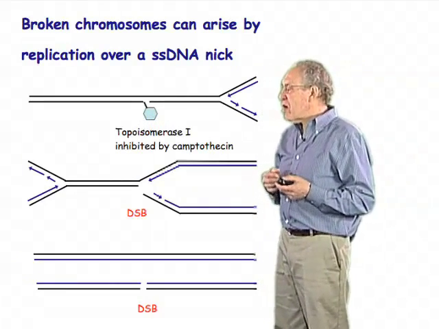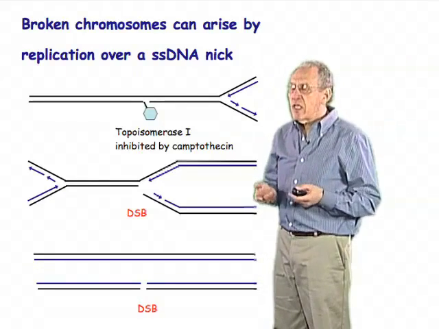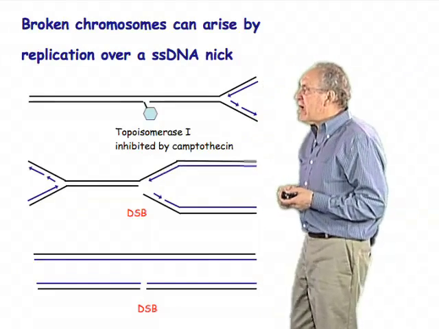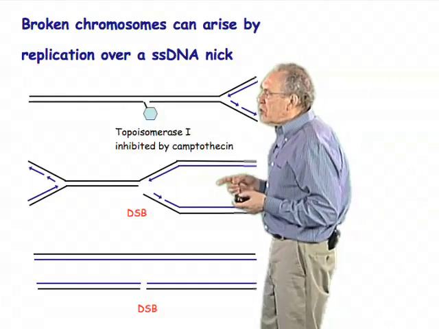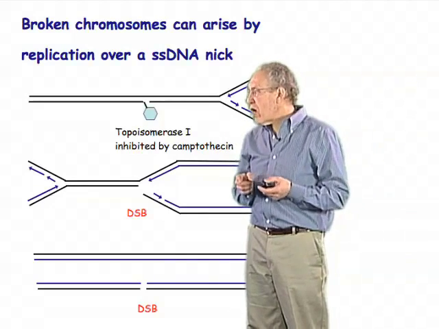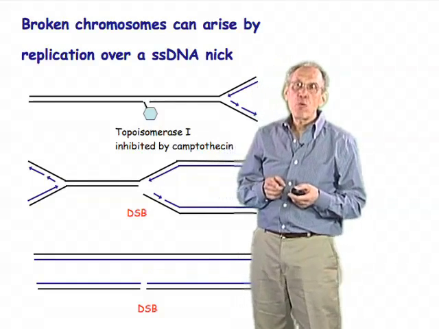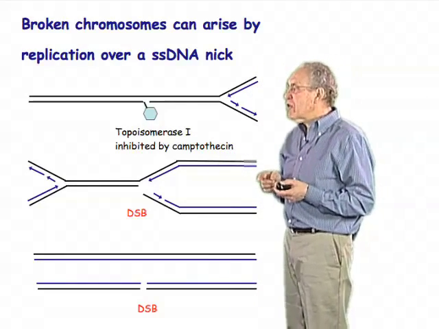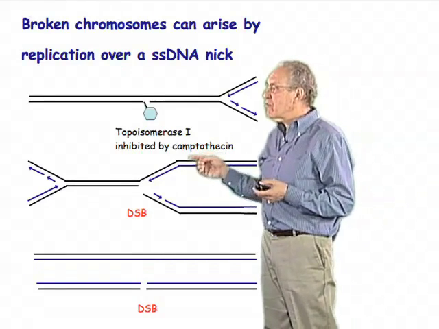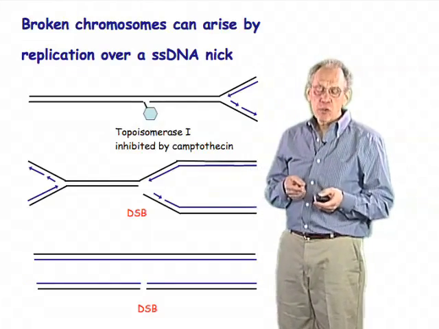This kind of interruption is not simply something that happens where a nick is introduced into the DNA by accident, but in fact, there are certain anti-cancer drugs such as camptothecin, which cause this kind of interruption by blocking the action of the protein topoisomerase 1 and leaving a covalent attachment of the protein to the DNA. And as the replication fork reaches this point, there is the possibility of creating these kinds of double-strand breaks.